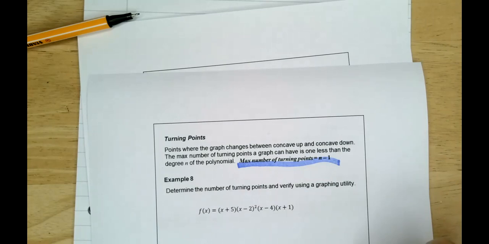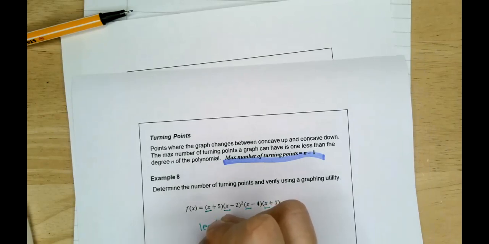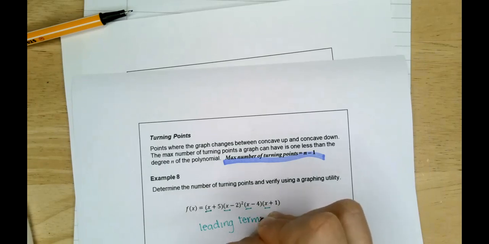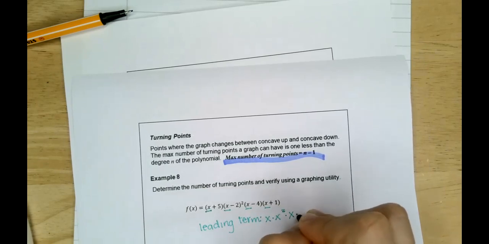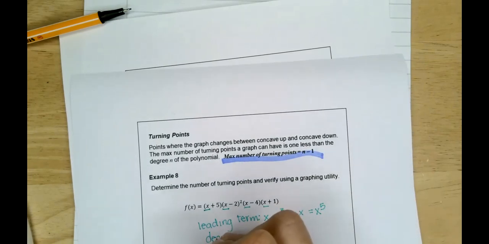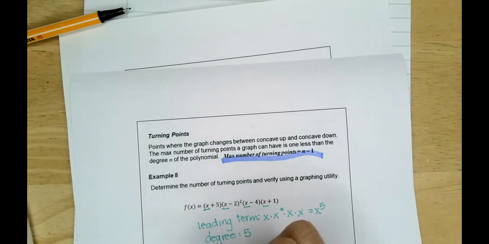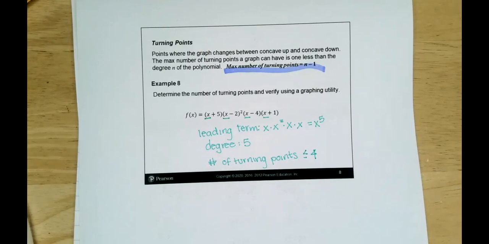So to determine the number of turning points a graph can have, we just find the degree by taking the leading term: x to the first, x squared, x, and x. So my leading term is x times x squared times x times x, which is x to the fifth. So my degree is 5, and the max number of turning points is 5 minus 1, so the number of turning points is going to be less than or equal to 4. If it's a degree 5, it has 4 turning points or fewer.